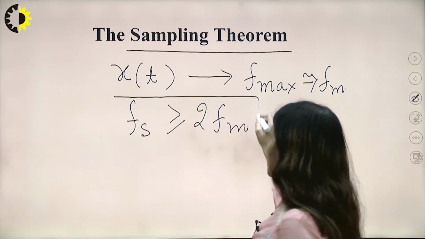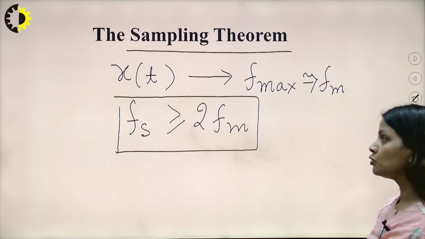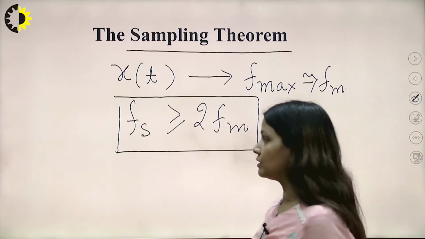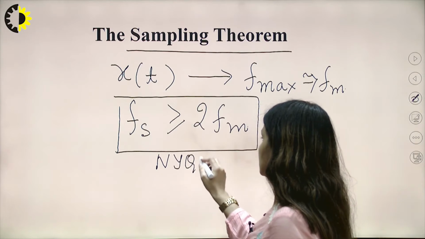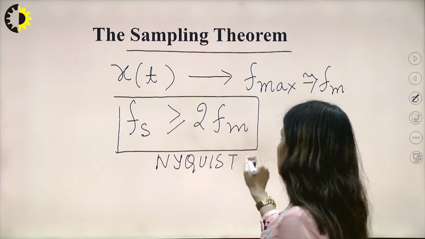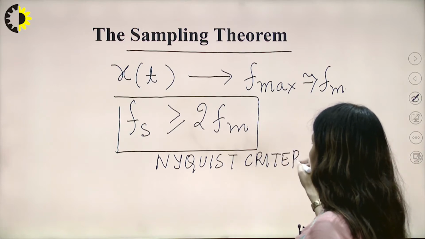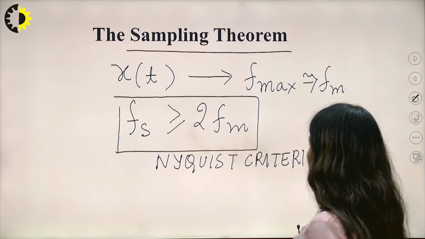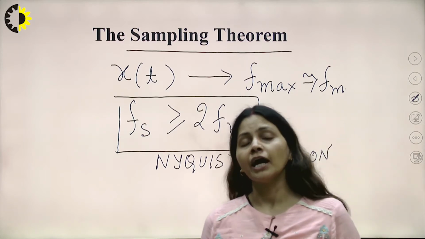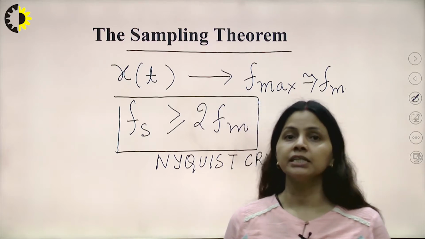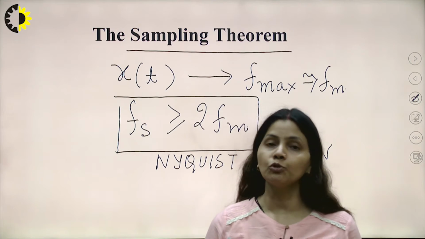This sampling rate is also known as the Nyquist criteria. So here we can say that if the highest frequency component present in the signal is fm, the sampling rate is fs greater than or equal to twice of fm.